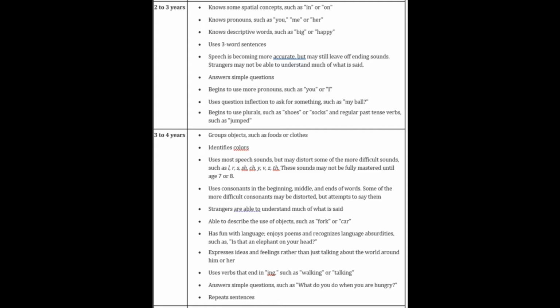They should be able to describe the use of certain objects, such as a fork or a car. And they should have fun with language and recognise and enjoy language absurdities, such as, is that an elephant on your head? They should be able to express ideas and feelings rather than just talking about the world around them. They should use verbs that end in ing, such as walking, talking. They should answer simple questions such as, what do you do when you are hungry? And they should be able to repeat back sentences.